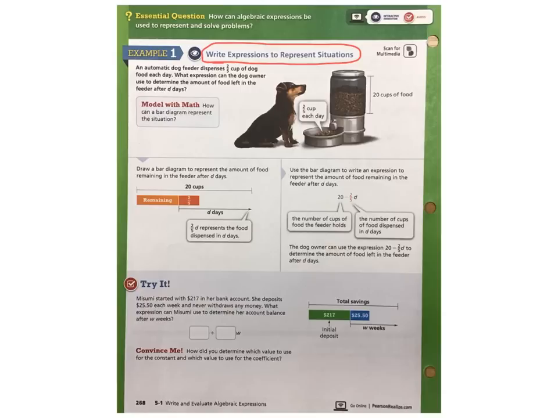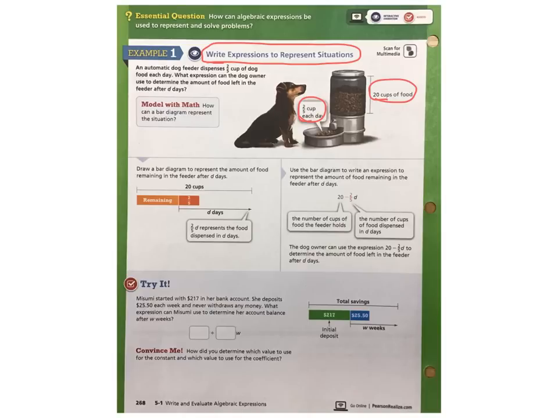In other words, we know how much the dog is being fed each day, and we know how much food is in the feeder, but what we don't know is how many days the dog will be fed. But we don't need that information because we're not asked a specific answer to the question. Instead, we are asked to write an expression that we could use to find the answer if we knew how many days the dog had been fed.